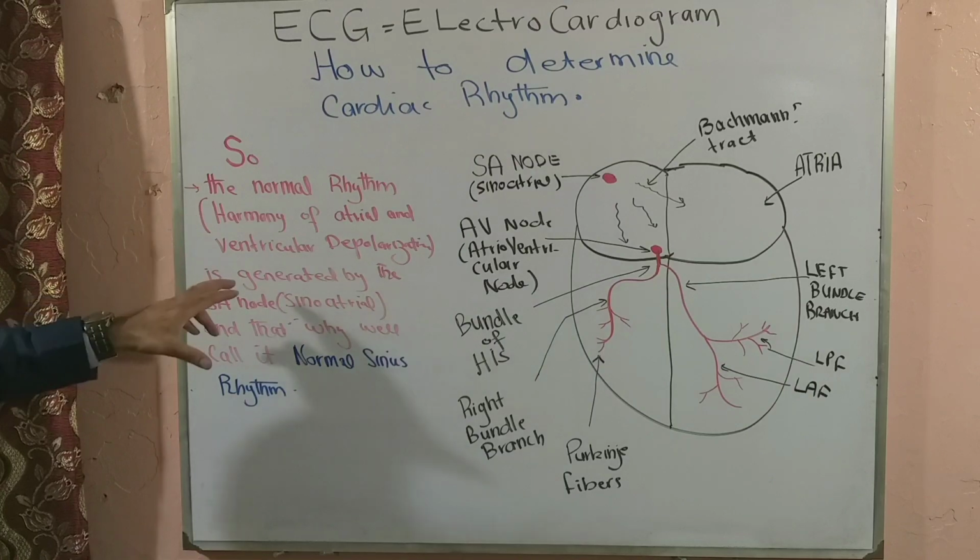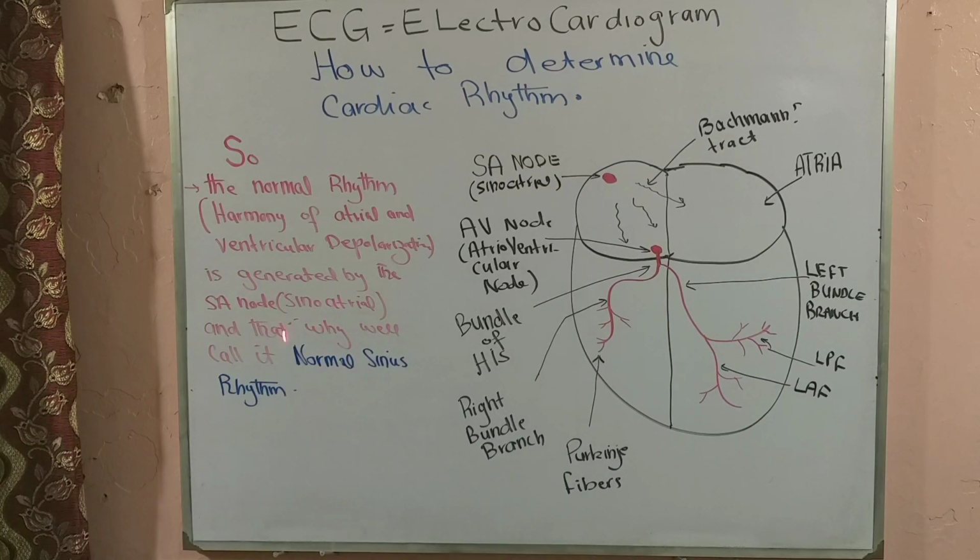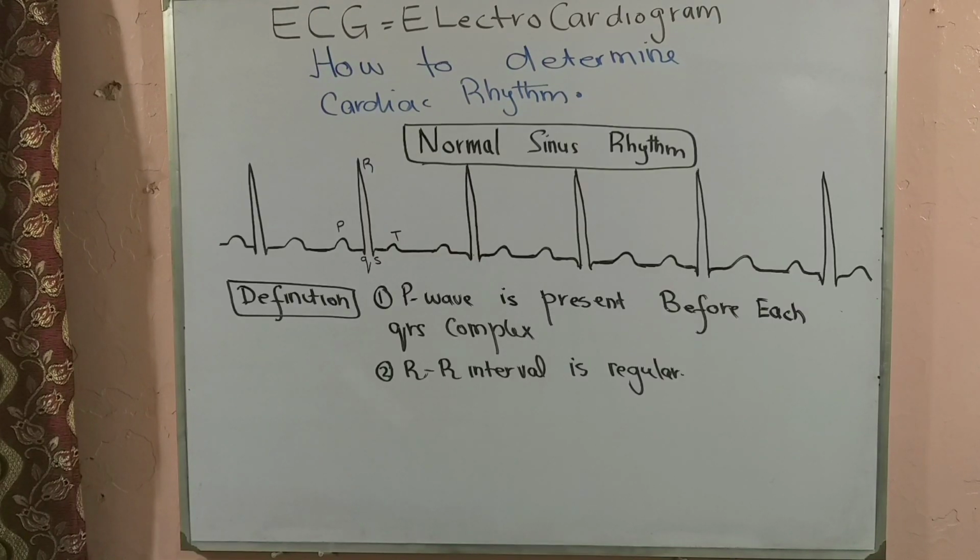Now the normal sinus rhythm of the heart is generated by the SA node or the sinoatrial node, and that is the reason that we call it the normal sinus rhythm. Normally it is generated by the sinus node, and this is why we call it the normal sinus rhythm of the heart. Now there is a specific definition of the normal sinus rhythm, because normally the sinus node maintains the rhythm of the heart.